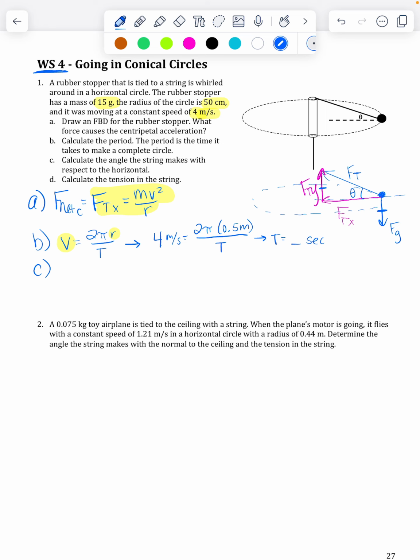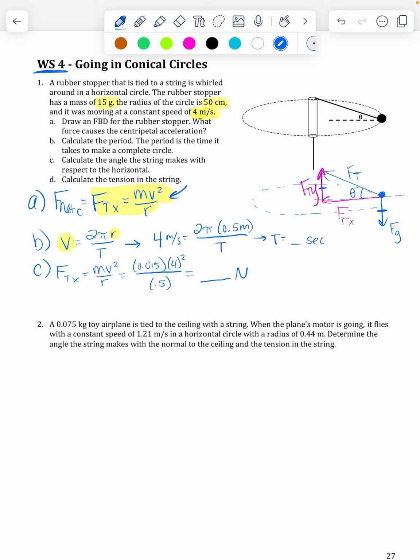FTX, I can use my F net equation that I did right here to solve for that. So let's do that first. FTX is equal to mv squared over r, because it's the radially inward force. So I know the mass, 15 grams divided by 1,000 is 0.015, times the velocity squared, 4 squared, divided by the radius, which is 0.5. So if I do all of that, again, I don't have a calculator, I'm not prepared, I'm gonna let you do the algebra for me. You're gonna get something in newtons as your FTX.